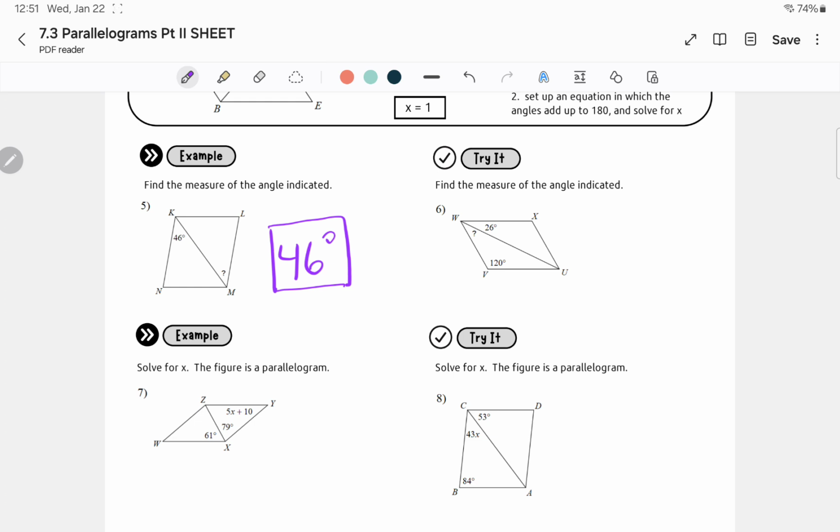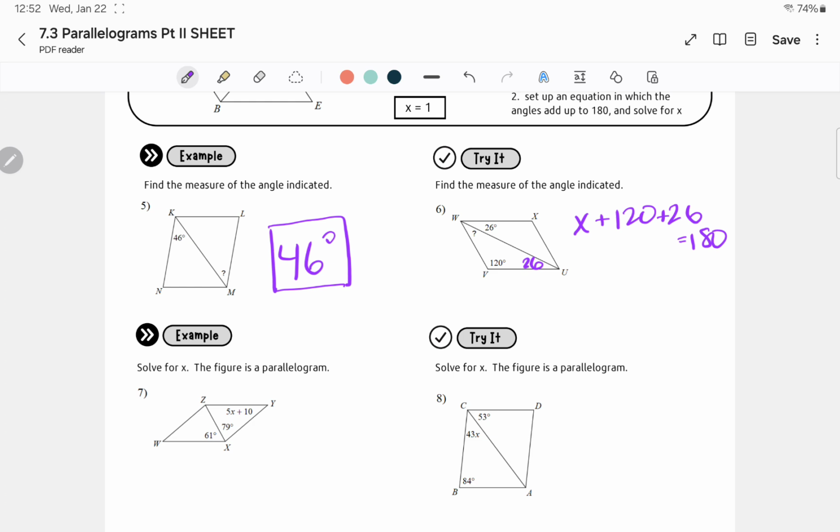Now for number 6, again, we want to mark the drawing if we can, right? So this 26 flips over here, okay? So we have our unknown, we have 120, we have 26. We know this is a triangle, right? So we can add it to equal 180. X plus 120 plus 26 equals 180, right?